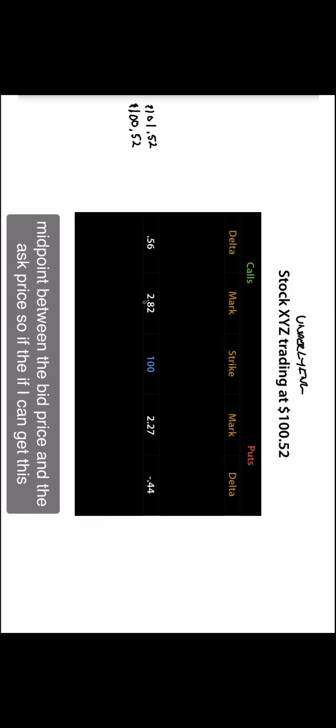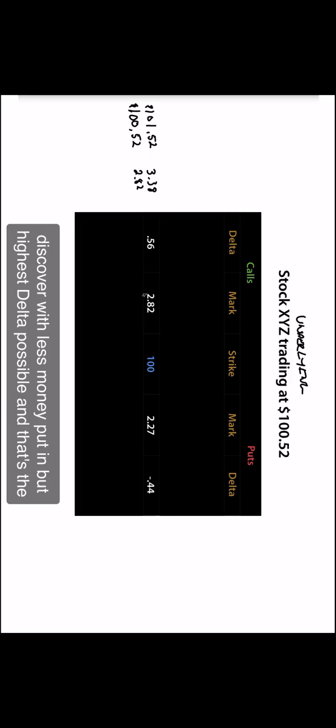So if I can get this thing for $2.82 right here, okay, my question is, with a $1 move, right, from $100.52 to $101.52, what does that do in a $1 move, Corey? Well, I'm going to add 56 cents because that's what the delta is. So I should expect to have $3 and what is that? 38 cents. Yep. It's going from $2.82 up 56 cents. So $3.38 is how much I should make in my option.